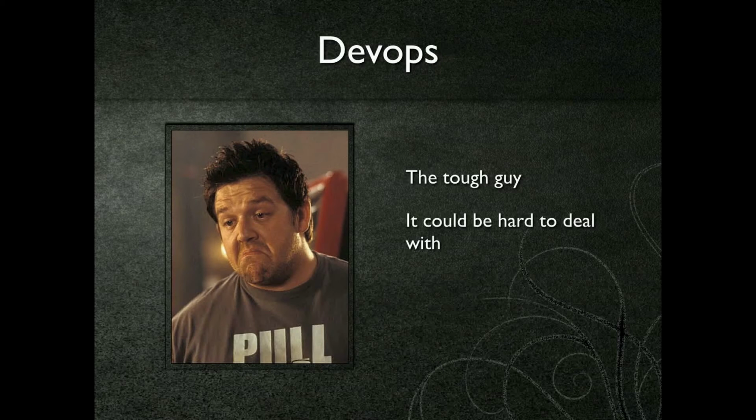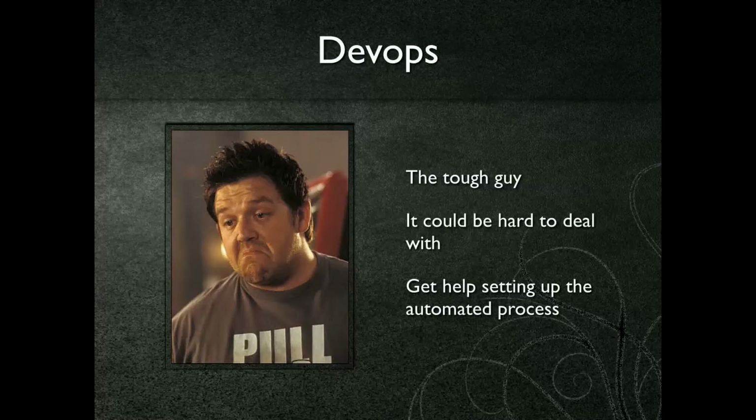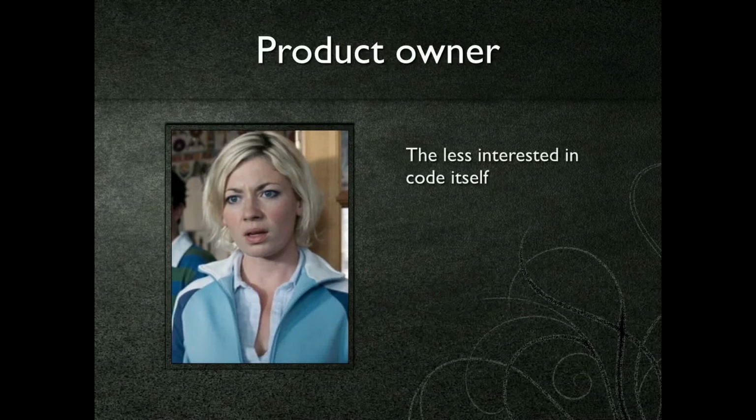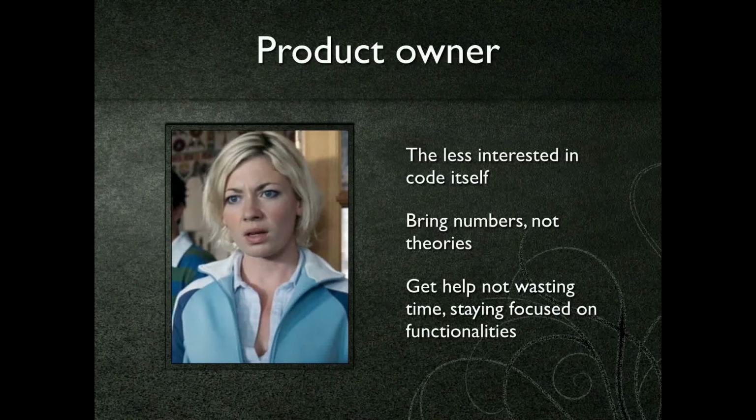So this guy is the one, again, that helps you set up the automated process, helps you have a short iteration feedback from your CI environment. Hug him, really. And then the product owner. The product owner doesn't really care about the code. He is the one that will help you stay focused on features. Again, the code is you delivering features. The feature is the business value. It's not the code itself. Keep that in mind when you code.